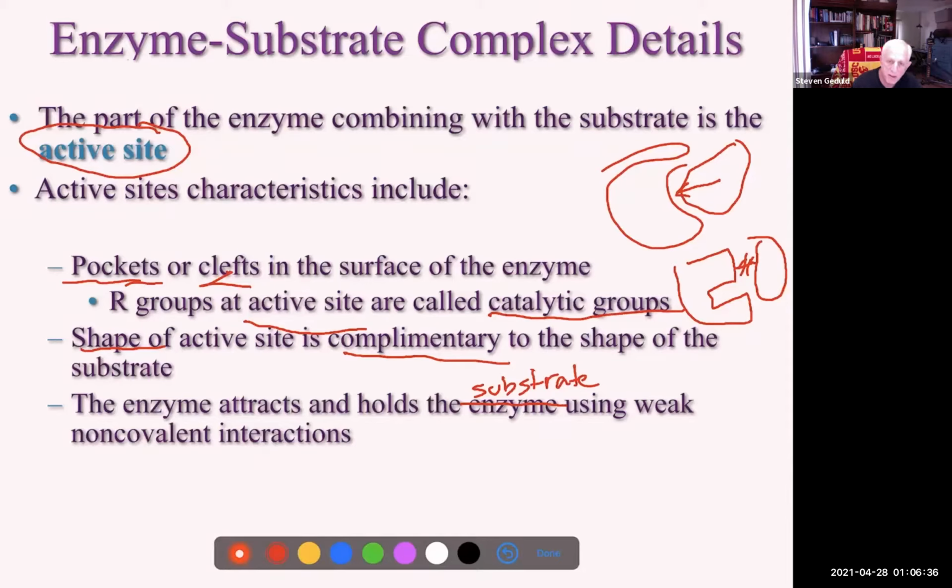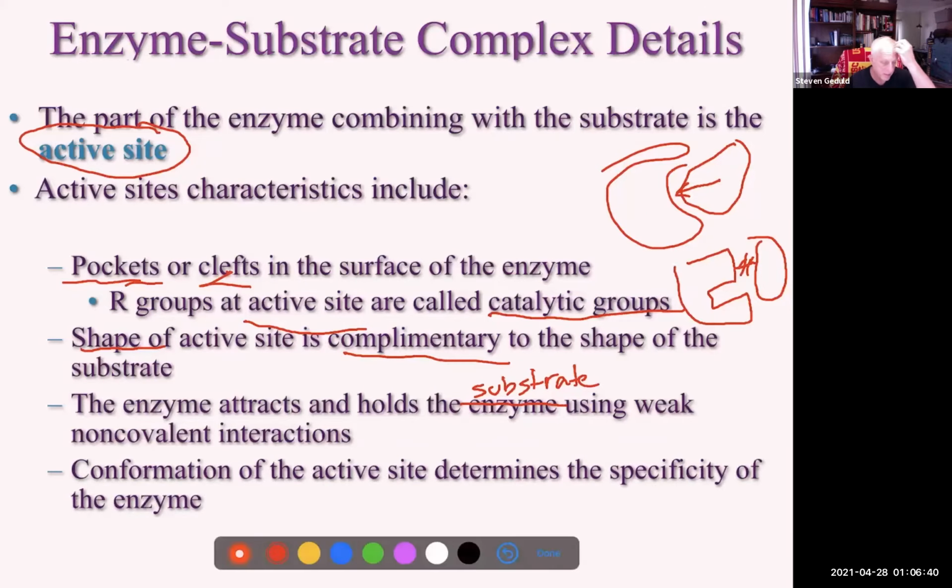Just like we saw with our primary, secondary, and tertiary shapes of proteins, which makes their shape. So the conformation of the active site determines the specificity of the enzyme. The type of the active site determines how specific the substrate that binds to that enzyme is going to be.